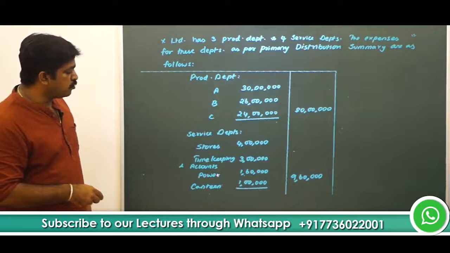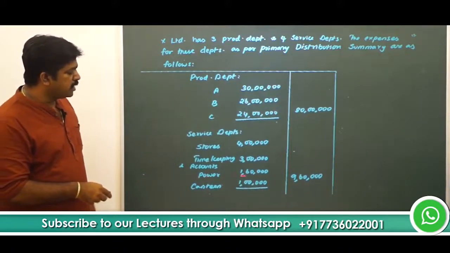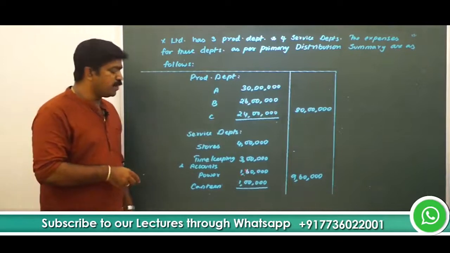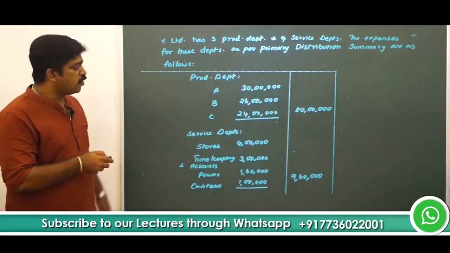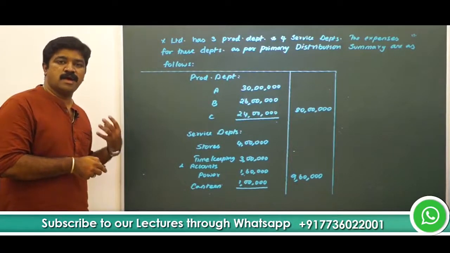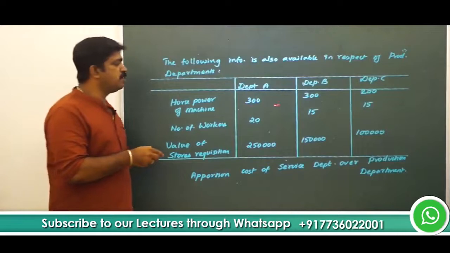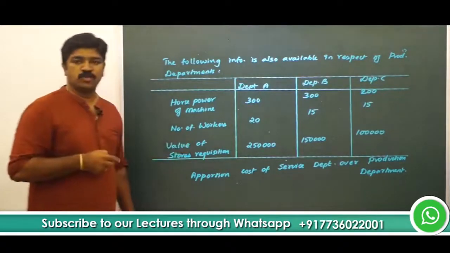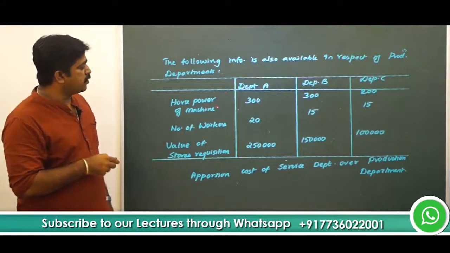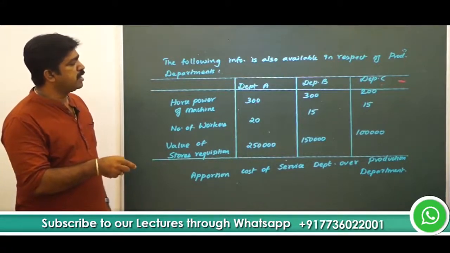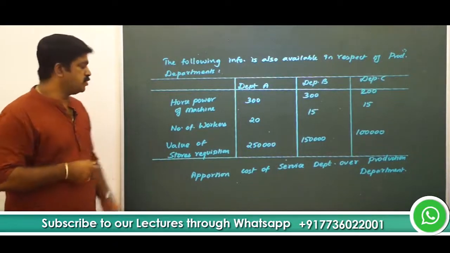There is a service department called power department, and their expense is 1,60,000. That is basically for these 3 departments. So on what basis can we apportion this 1,60,000? We can apportion it on the basis of 3:3:2, because department A, the horsepower requirement is 300, B 300 and C is 200. So we can make it as a ratio 3:3:2.